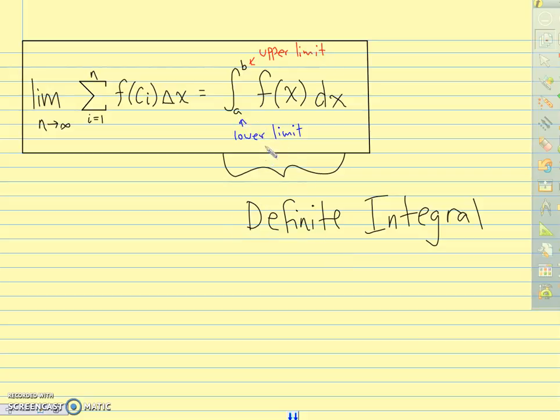Okay, so a is the lower limit, b is the upper limit. This sigma notation is pretty much the summation. The relationship here is that the sigma notation is this integral sign. We have that f of c sub i, we said that's the height, that's f of x, and the delta x is the dx.